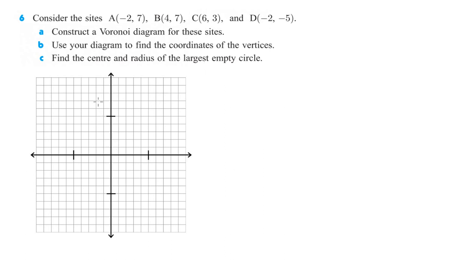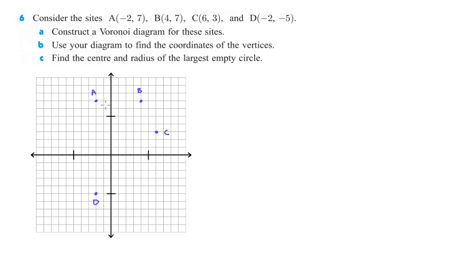So A is at -2 and 7. That's all these solid lines there, that's 5. So this is site A. B is at 4 and 7. So that's B. C is at 6 and 3. So that's C, and then D is at -2, -5 right here. So that's D. Okay, so first thing we've got these points on here. Now let's start constructing our lines here.